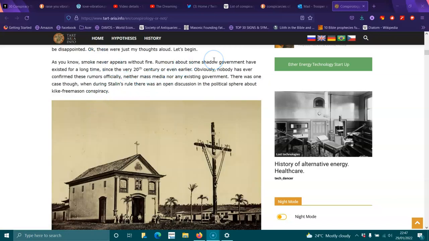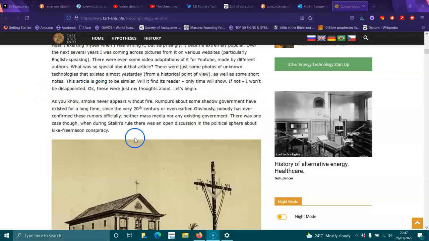Rumours about some shadow government have existed for a long time, since the 20th century or even earlier. Obviously, nobody has ever confirmed these rumours officially, neither the mass media nor any existing government. There was one case, though, when during Stalin's rule there was open discussion in the political sphere about the Freemasonry conspiracy.